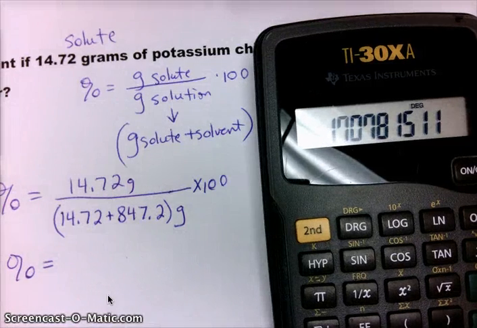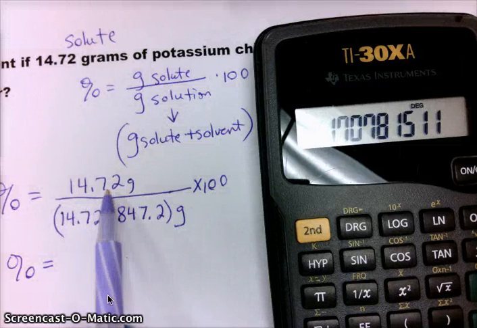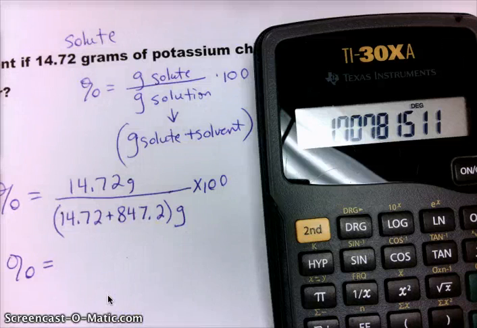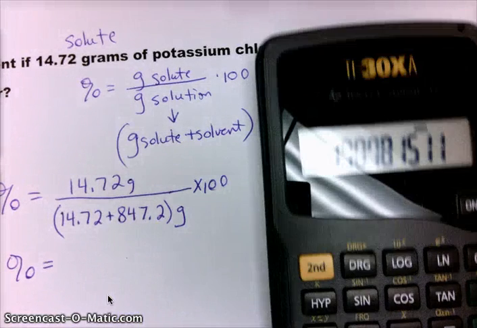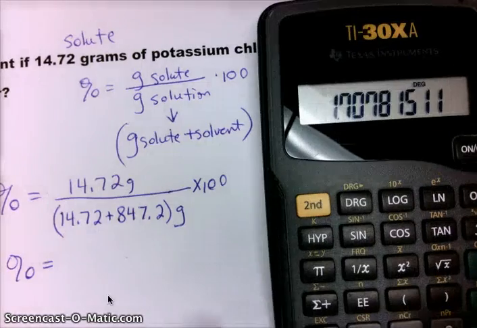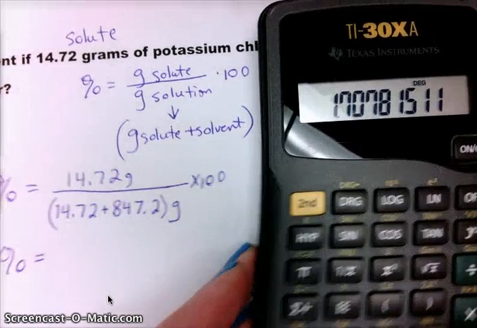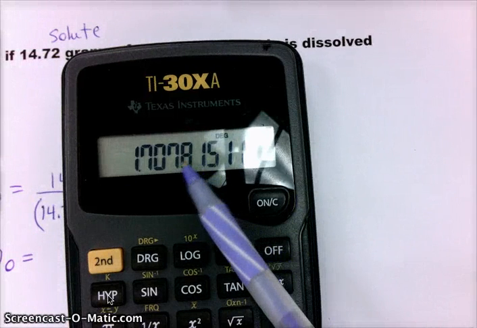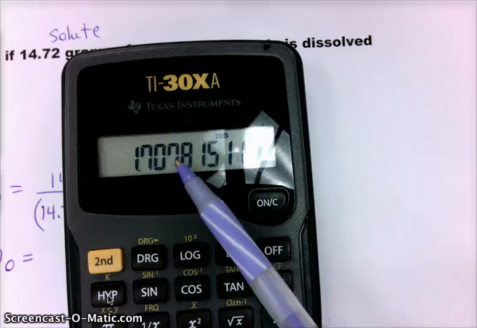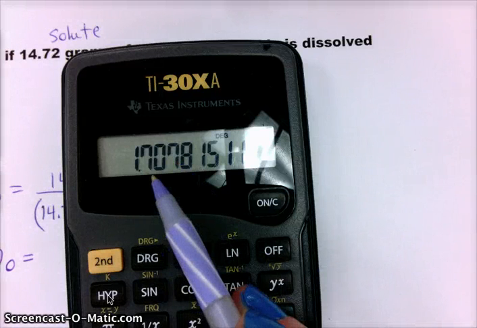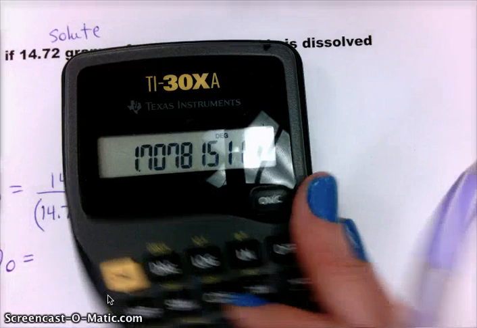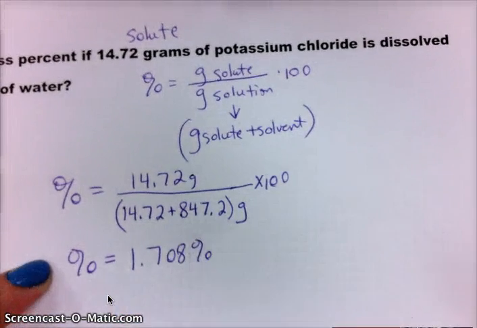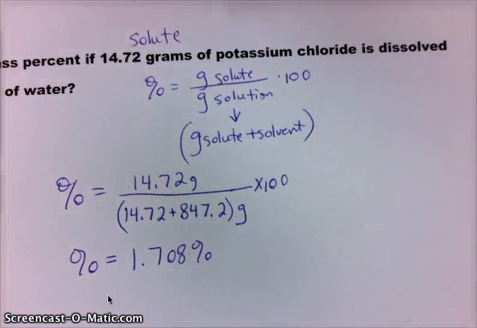Let's look back at our sig figs. We have 4 in our grams of solute, and then 4 in our grams of solvent, so it looks like 4. So this percentage is going to be 1.707, and that 8 is actually going to round the 7 up. So it's going to be 1.708%. 1.708 is my percent, my mass percent for this problem.